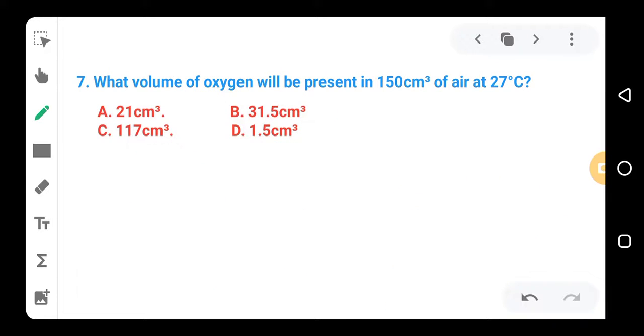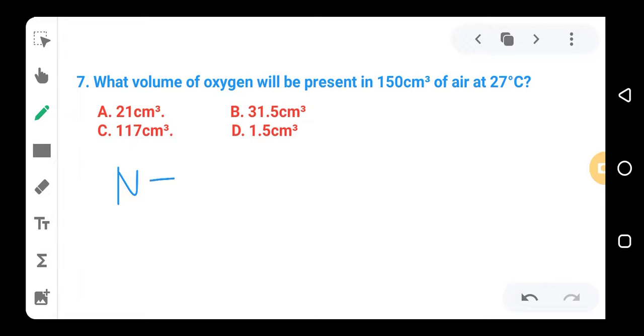Question number 7. What volume of oxygen will be present in 150 cm³ of air at 27 degrees Celsius? This question requires us to bring to our mind the composition of air. If you can't remember the composition of air, you may not be able to answer this question. Air is made up of different components including nitrogen, oxygen, CO2, and rare gases. What are their compositions?